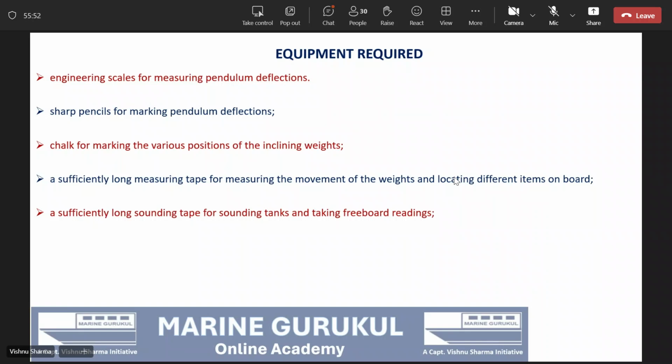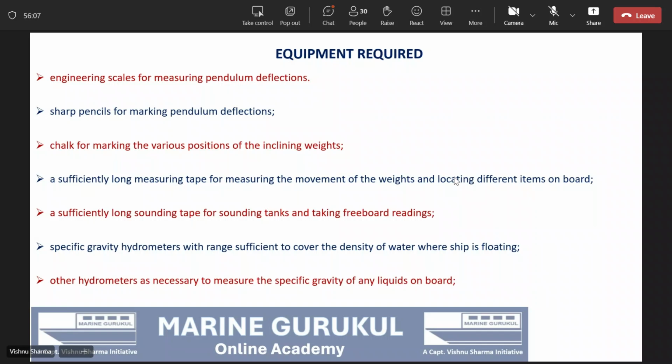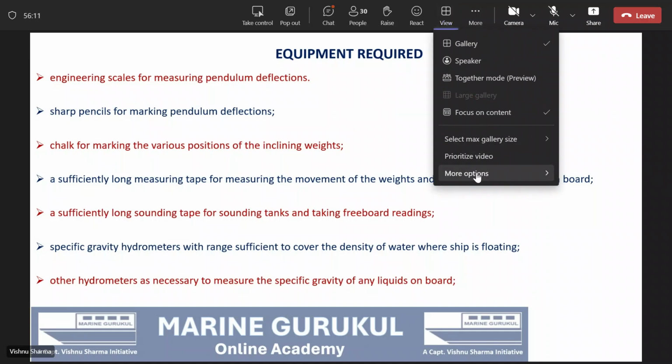Why? Because you want exact measurement of drafts. Specific gravity hydrometers with range sufficient to cover density of the water where the ship is floating. Other hydrometers as necessary to measure specific gravity of the liquid in the tanks.